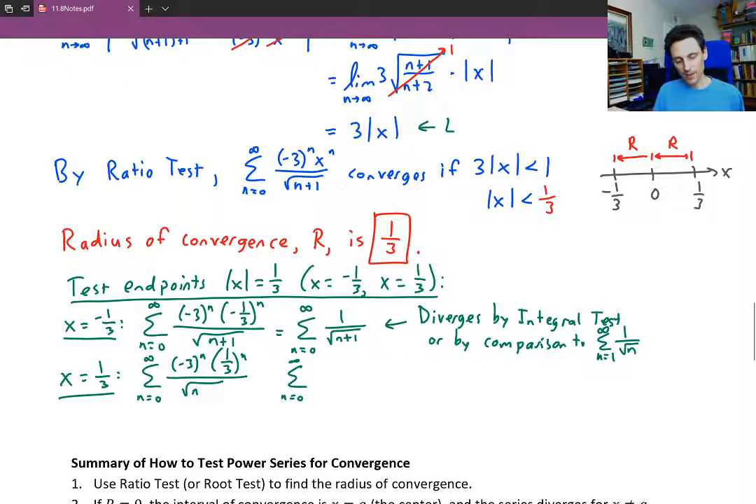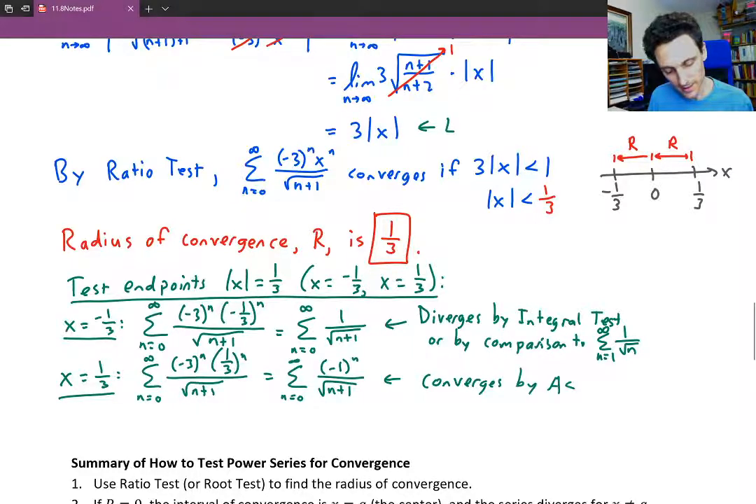Now here we have a -3 times a 1/3. We have all those n pairs together, but each of those pairs, when you multiply the -3 times the 1/3, will give you -1. So you have n of these -1s that result, and so you get -1 to the n on the top. Now this is an alternating series, so we can say this one converges by the alternating series test.